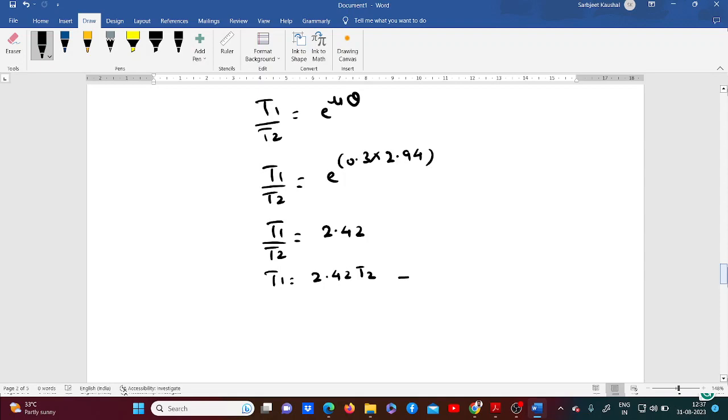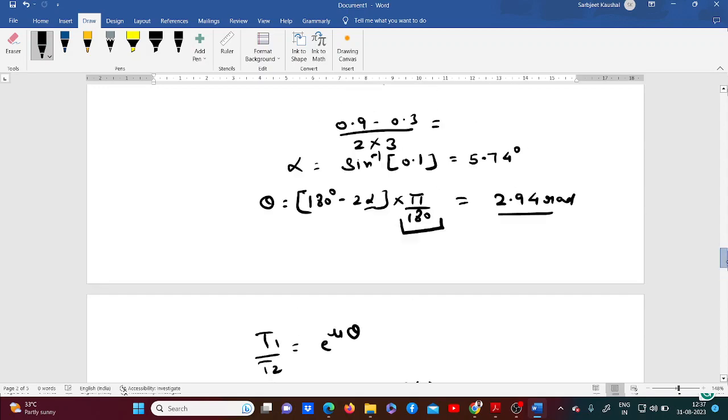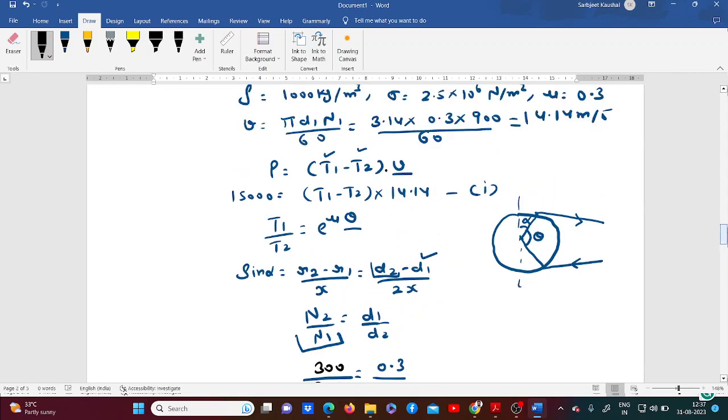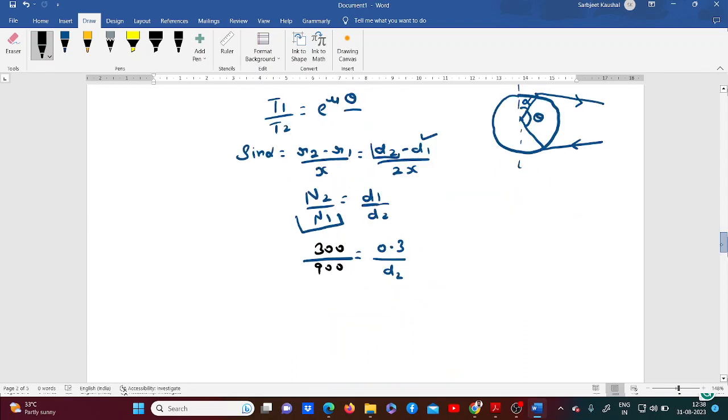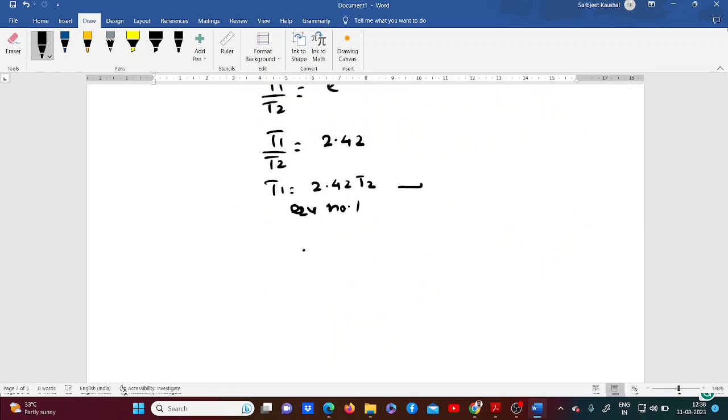And we will put this in equation number 1. You can see in equation number 1, 15,000 is equal to (T1 minus T2) into 14.14. So here 15,000 equals (T1 minus T2), which means (2.42 T2 minus T2), into 14.14.